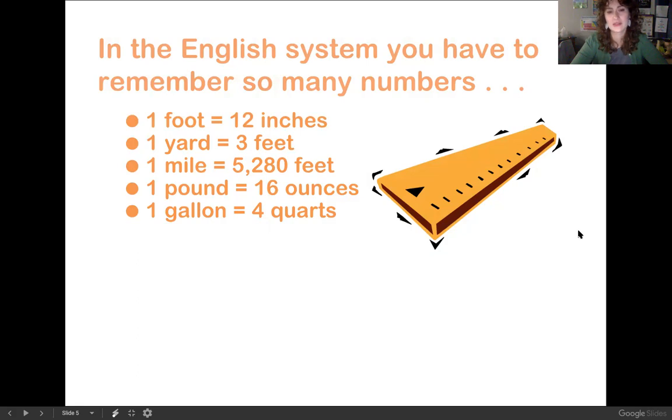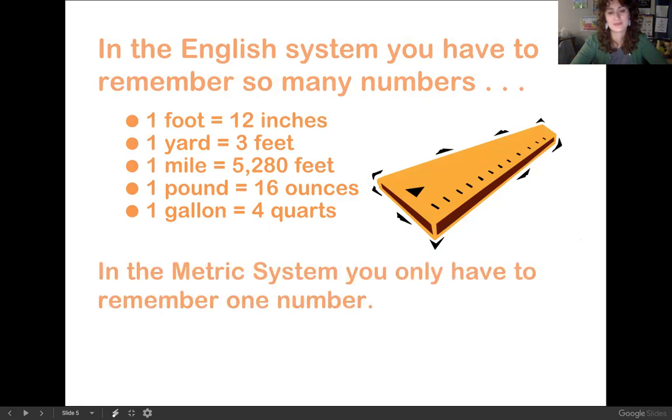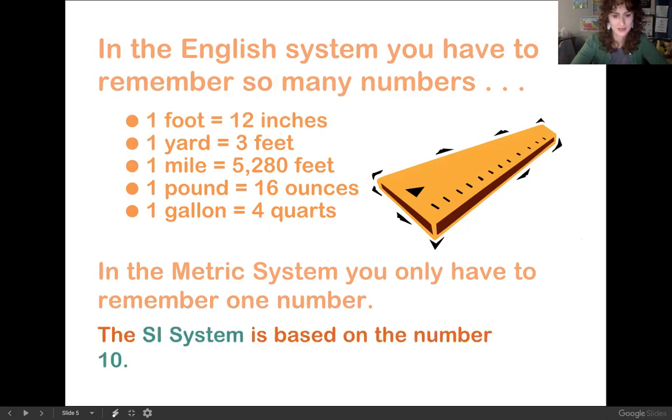So we don't use this measurement system in science. In science, we use the metric system. And in the metric system, you only have to remember one number, and that is the number 10. So the SI system, or the scientific system, that stands for System International, so it's used all over the world. It's based on the number 10 to keep it simple and keep it easy.